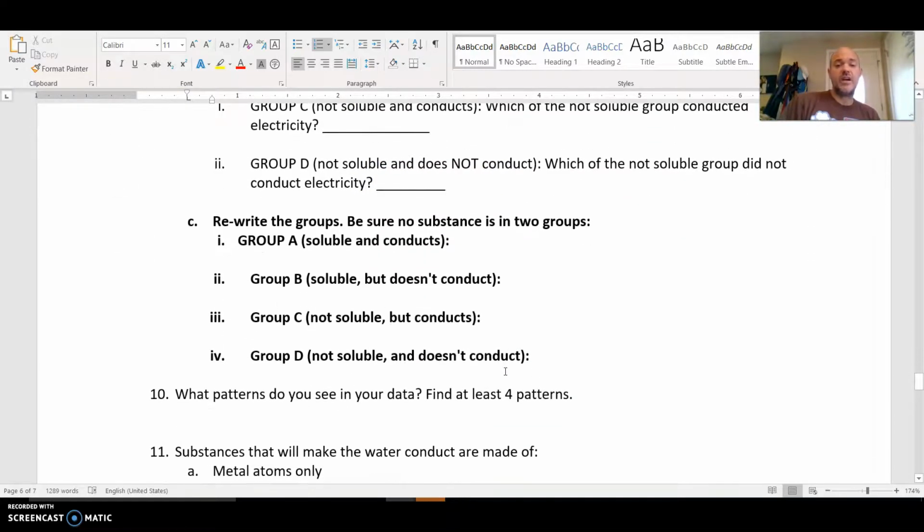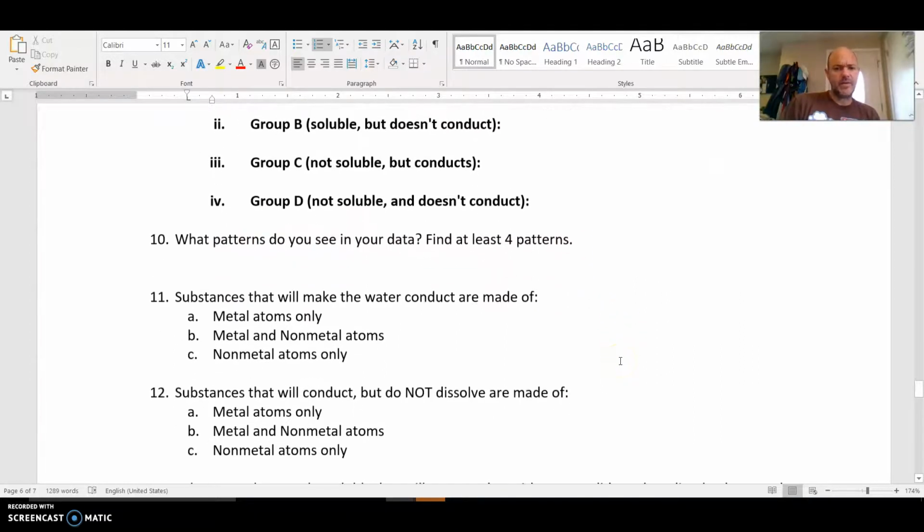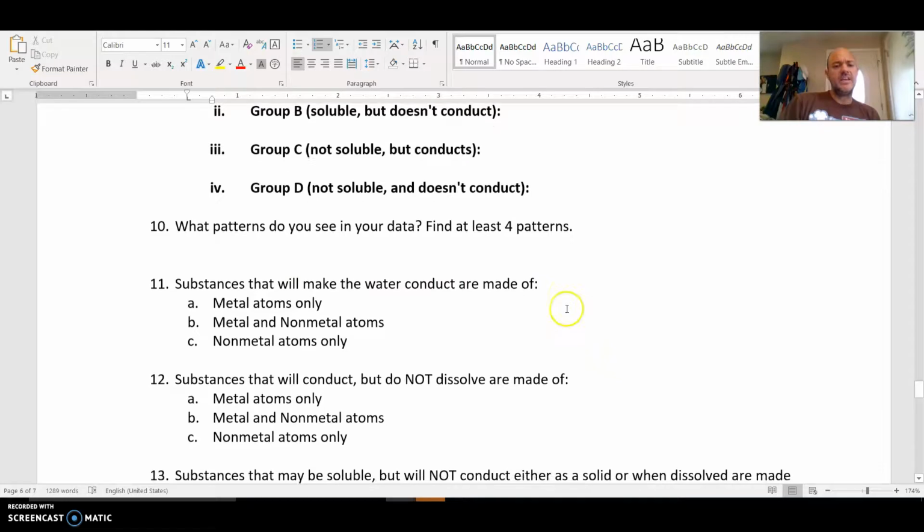And then you're going to write them in groups. Which ones were soluble and conduct? Which ones were soluble but do not conduct? And when we talk about conduct, I mean either by itself or when it's dissolved. I want you to look for patterns in the data. What do you notice about that? And then answer these questions.